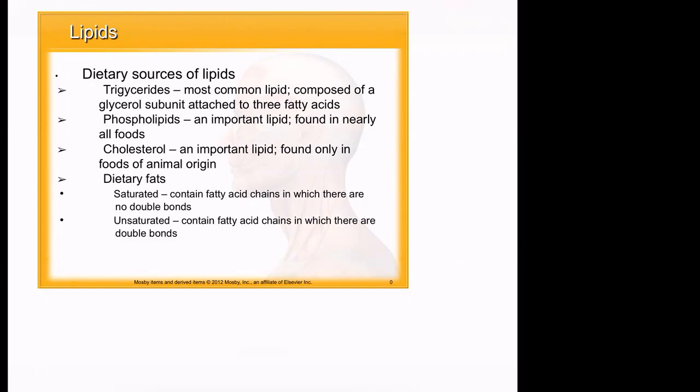If there are spaces where there aren't hydrogens on those long chains, then the carbon molecules create double bonds between themselves. That creates kinks in the molecule. And because there are kinks in the molecule, they don't stack very well, which is why those unsaturated fats are fluid at room temperature. I think we talked about that again a couple of weeks ago.